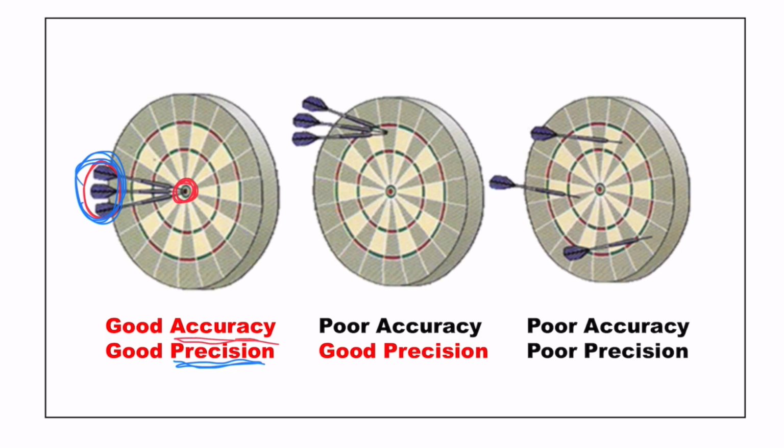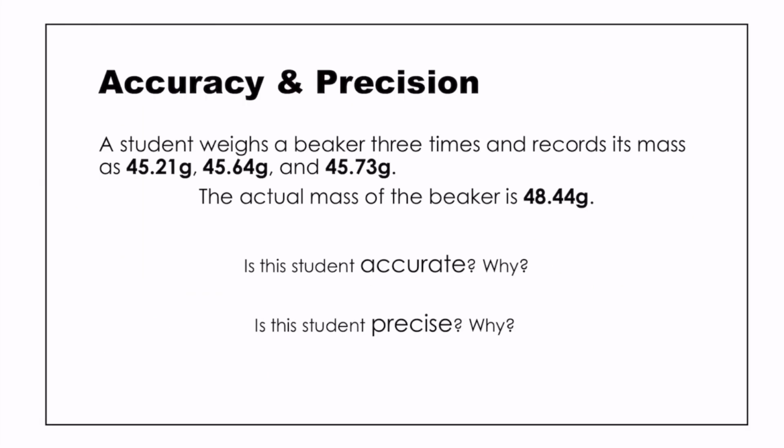The second version has good precision because look at how these three are all close to each other. So good precision, but it is nowhere near the center, so bad accuracy. And this last one, you can obviously tell is nowhere near the target and nowhere near close to each other, so bad on both. Go ahead and pause the video and try to figure out whether these values are accurate and if these values are precise.